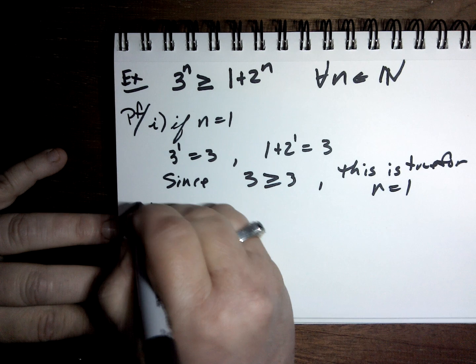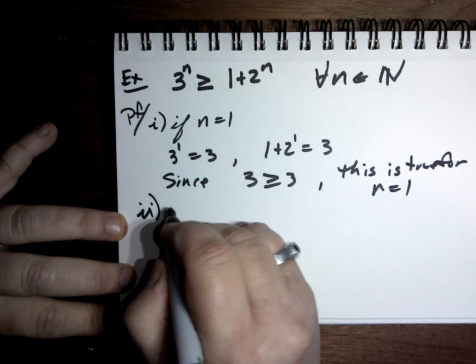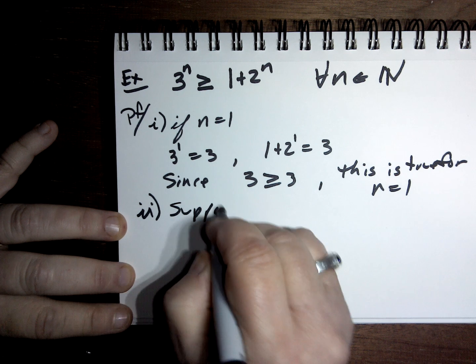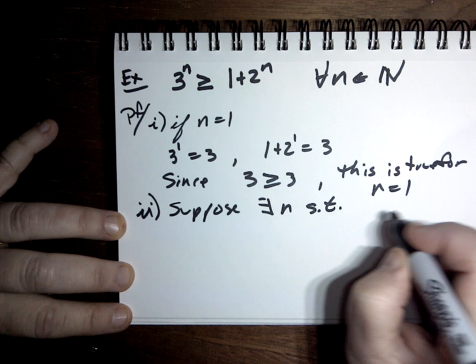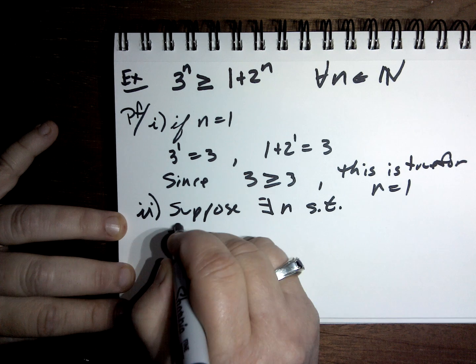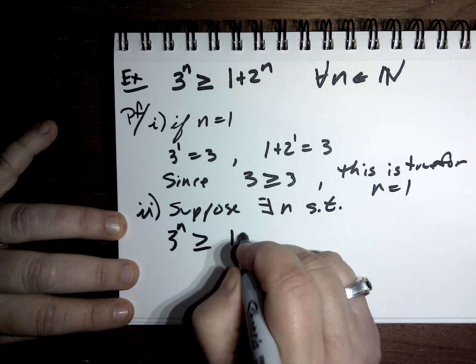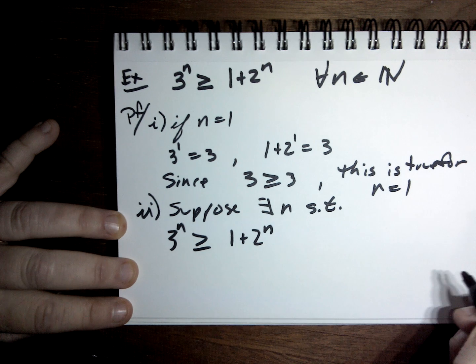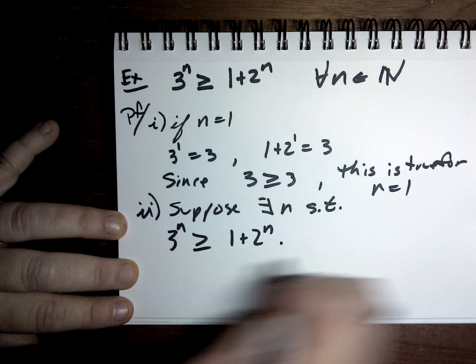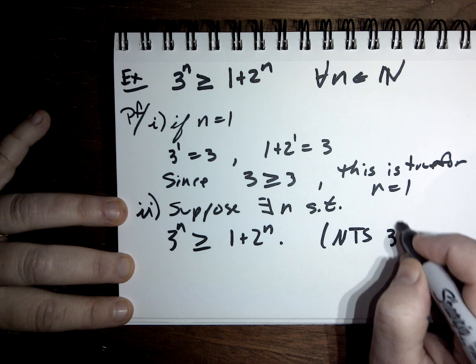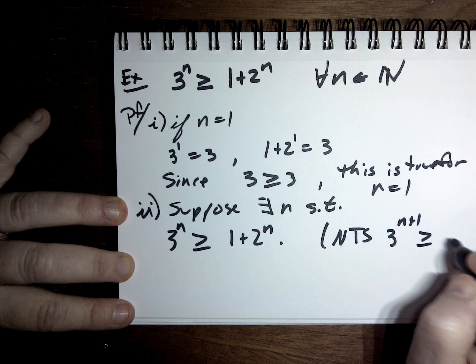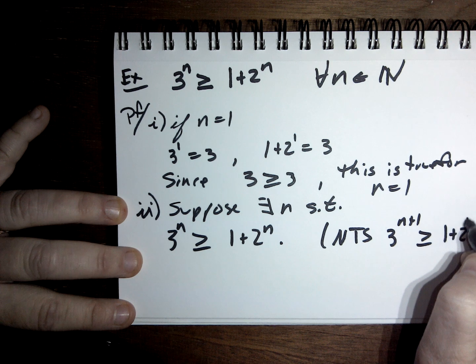Second, suppose there exists an n such that 3 to the n is greater than or equal to 1 plus 2 to the n. I need to show that 3 to the n plus 1 is greater than or equal to 1 plus 2 to the n plus 1.